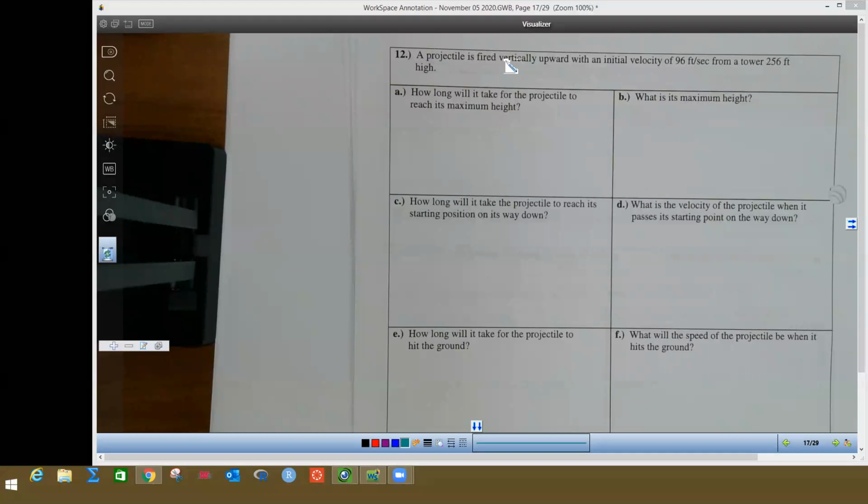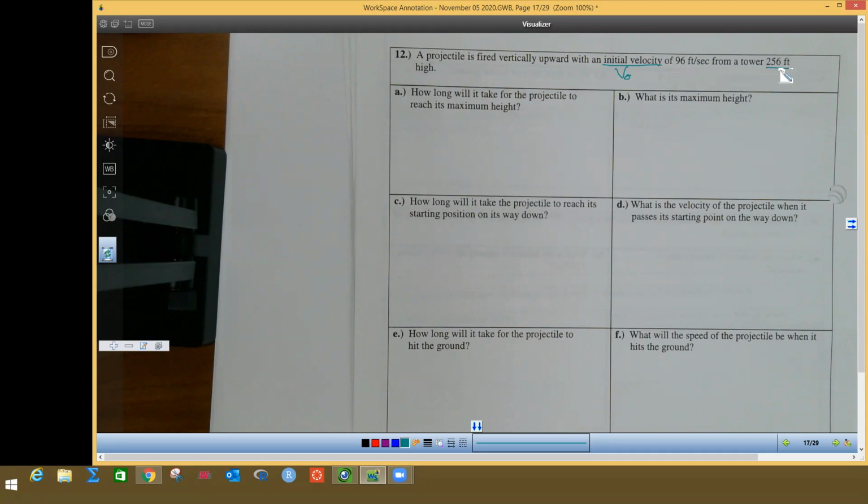So on 4.2, the projectile is fired vertically upward with an initial velocity, V sub naught, of 96 feet per second from a tower 256 feet high. Well, that is your initial height. So the equation for this, and we're talking in feet per second, is going to be that S of t equals, and it's always negative when you're talking feet, negative 16t squared, and then plus the initial velocity, which is 96t.